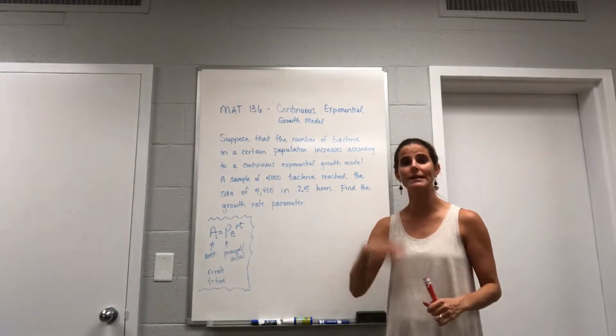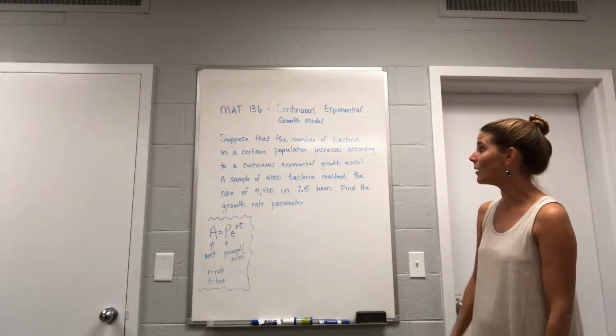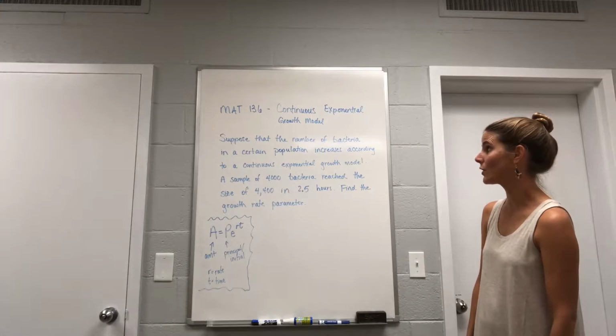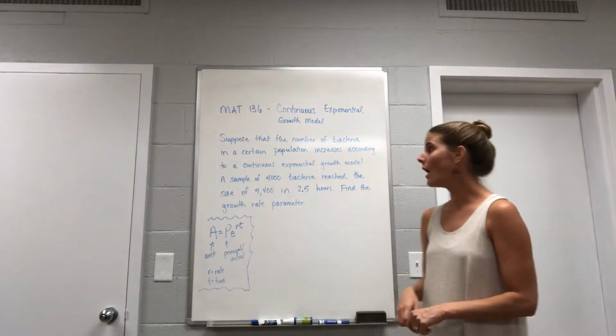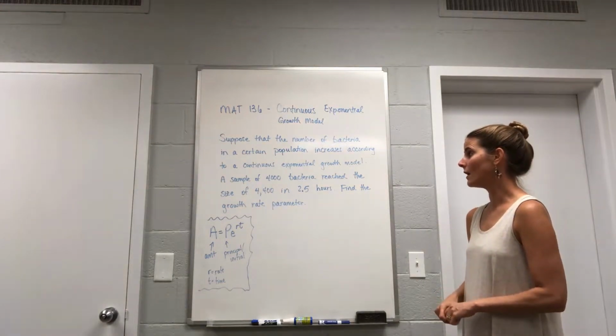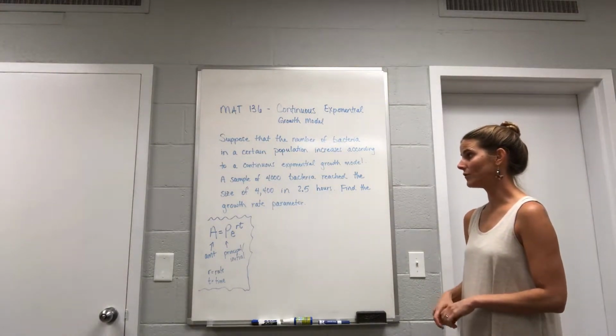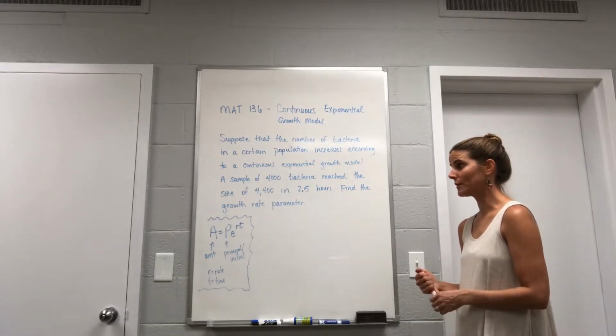In this case, we see that we have a number of bacteria in a certain population that increases according to a continuous exponential growth model. We start with a sample of 4,000 bacteria that reached the size of 4,400 in 2.5 hours. Find the growth rate parameter.